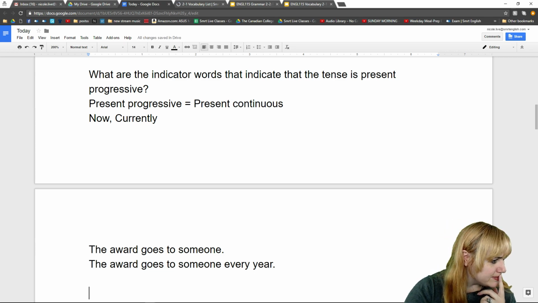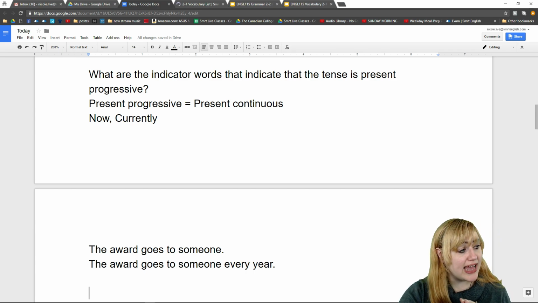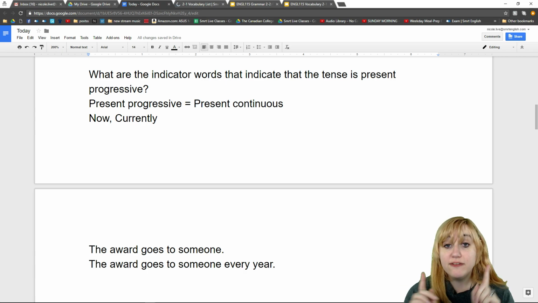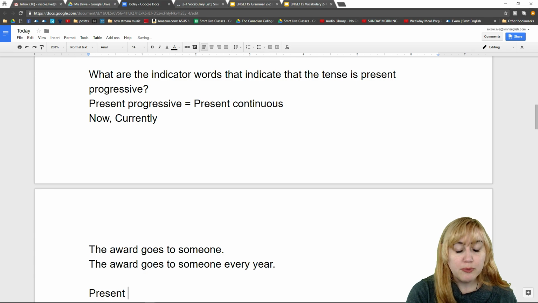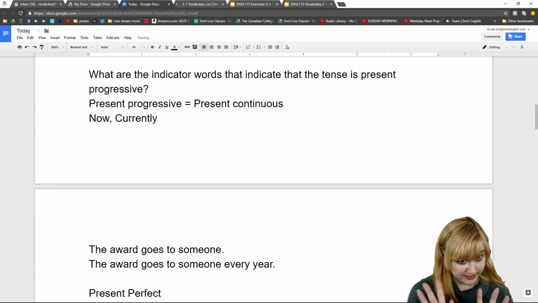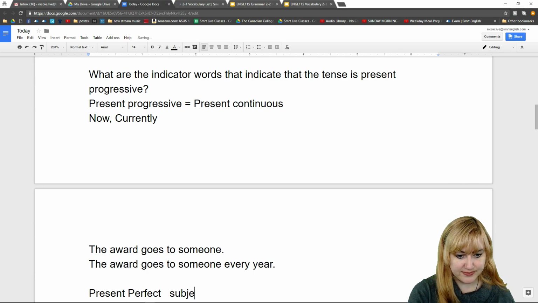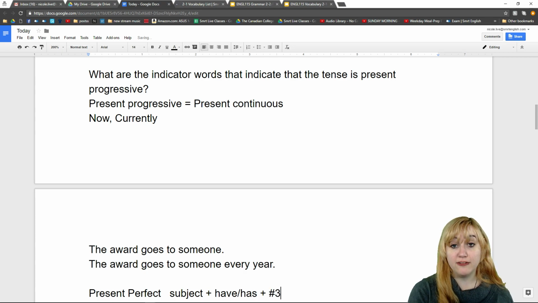Let's see. Some more questions. Oh, someone asked about, Vivek says, for present progressive, the words are have plus verb 3. Very close. That's not present progressive, that's present perfect. So let me write that here. So Vivek, present perfect, not progressive. Present perfect is the one where we use our subject plus have or has plus our verb 3. Verb 3 is our past participle.